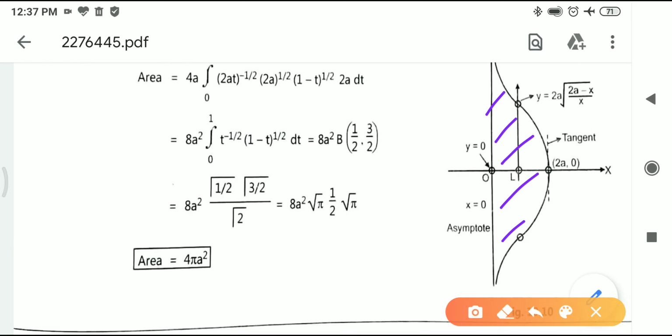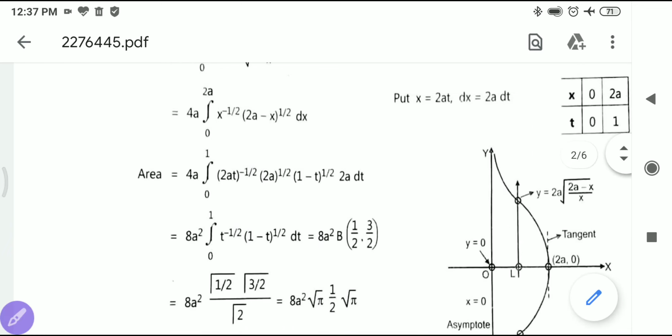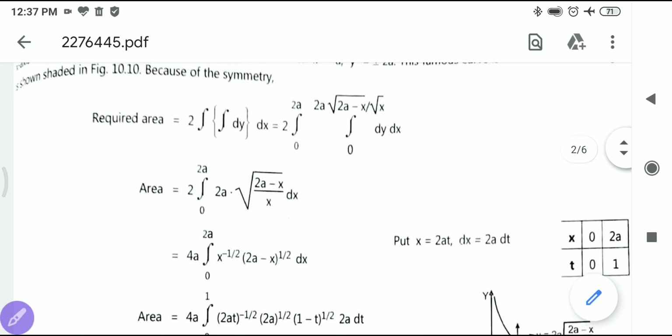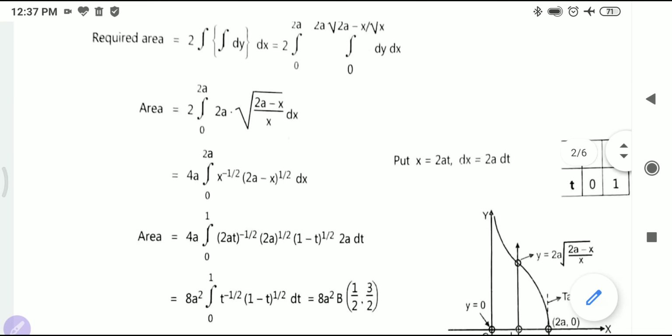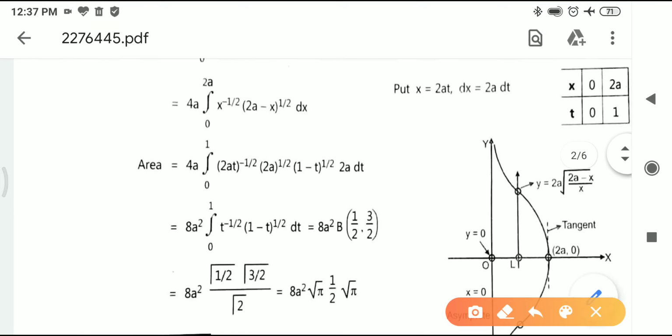So we have a region, and with the help of the region, first of all we'll try to get the limits, and once we have the limits, we'll find the value. So the required area is 2 times double integration dx dy. Now it depends on you whether you take a strip parallel to the y-axis or a strip parallel to the x-axis. In this problem, we have taken a strip parallel to the y-axis, and therefore we have to integrate with respect to y first and then with respect to x.